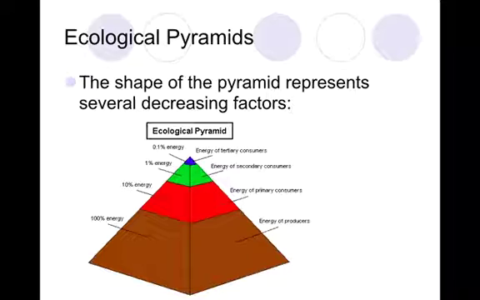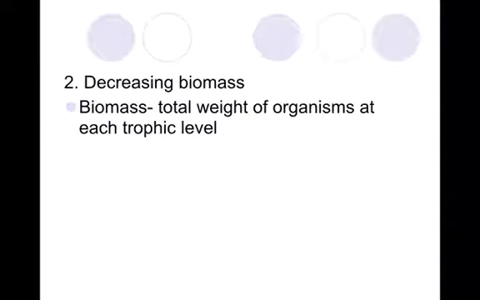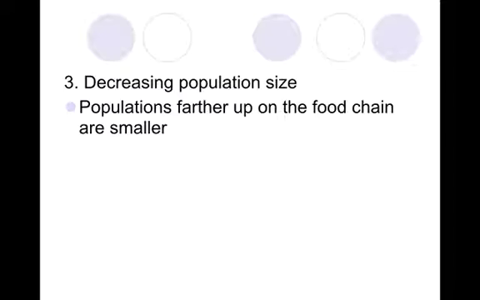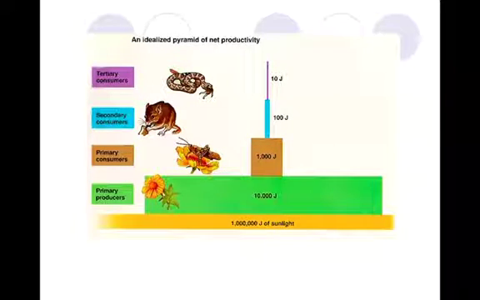Because they have to eat so much to be able to survive. So decreasing energy, decreasing biomass. The other decreasing component is the population size. The further you go up on the food chain, the smaller the population, because again, it takes in so little energy from the level below that it has to eat so much to survive that there's a smaller number of them. And here is an ideal pyramid of net productivity.